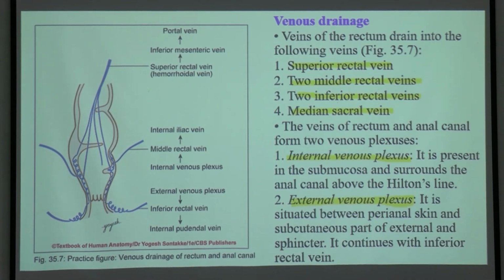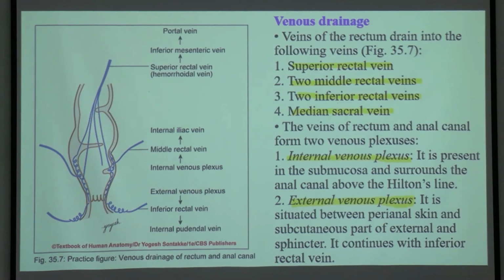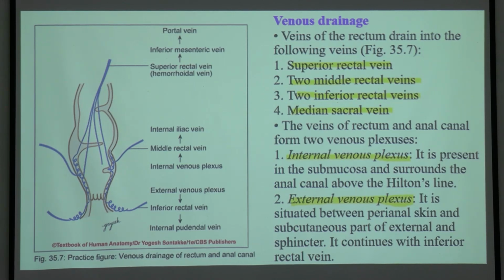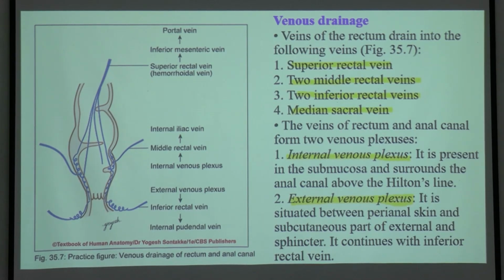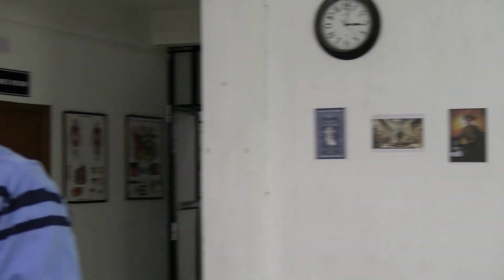So if there is portal hypertension, what will happen? These channels will get dilated. If there is an obstruction in the superior rectal vein, there will be backflow of the blood, and it will dilate the channels, and at one time there will be rectal bleeding. Similarly, there will be esophageal bleeding.